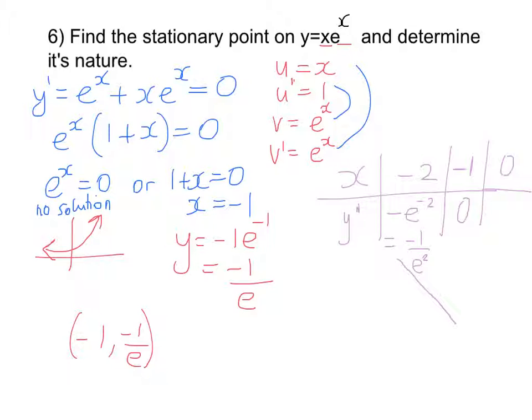Now let's sub in x equals 0 into the first derivative. When x equals 0 here, you get 0 times e to the 0, which is just 0. And you're going to have e to the power of 0, which is +1. Remember, anything to the power of 0 is 1. So we've got a positive gradient there, and you can see that this is then going to be a minimum turning point or minimum stationary point. So our stationary point is a minimum, and that is at -1 on e.